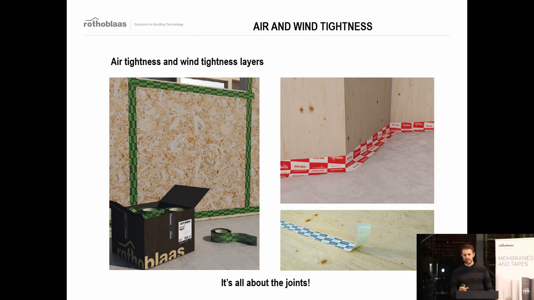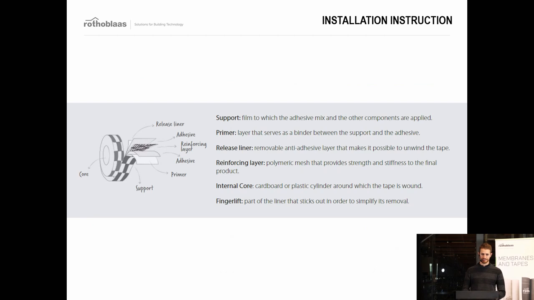And as you can see here, it's all about the joints, because once you have placed the membrane in place, you have to make sure you fill all the gaps, basically using, for example, the tape that you're seeing in the picture. So how is it done? This is, for instance, our very famous Flexiband that you can see here in the image, and we're going to talk about how this is done.